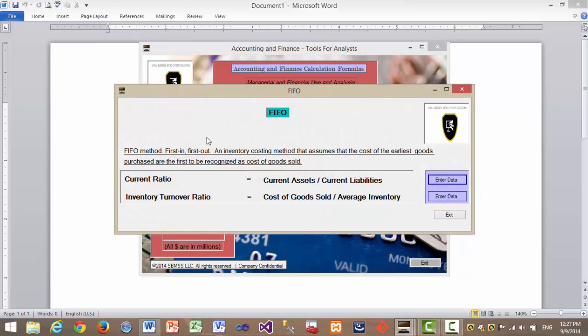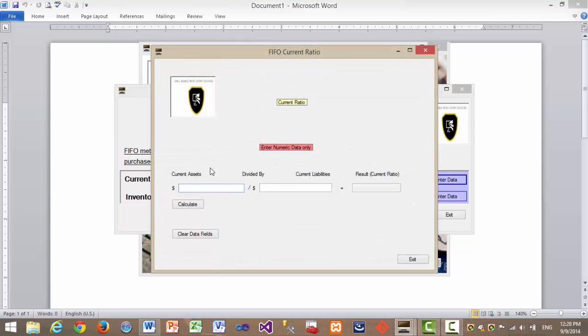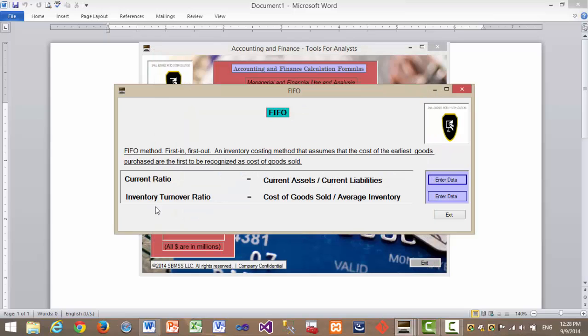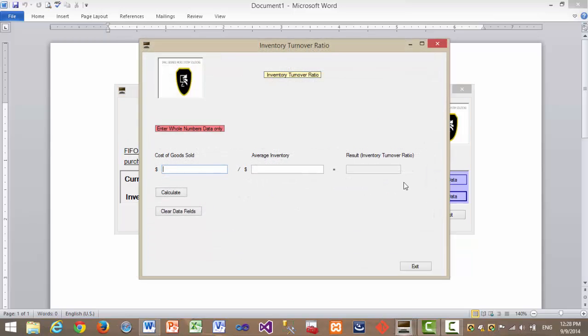FIFO, first in, first out, is an inventory costing method that assumes the cost of the earliest goods purchased are the first to be recognized as cost of goods sold. Once again, we have current ratio equals current assets divided by current liabilities. It gives you a current ratio. Inventory turnover ratio equals cost of goods sold divided by average inventory. You will input the values in the text boxes here to get your result of inventory turnover ratio.